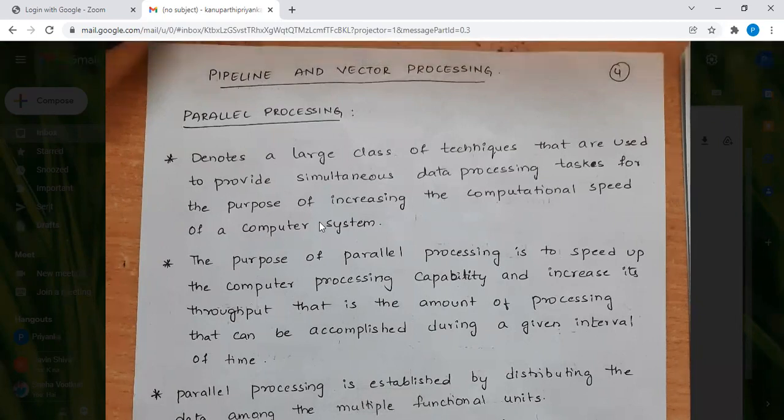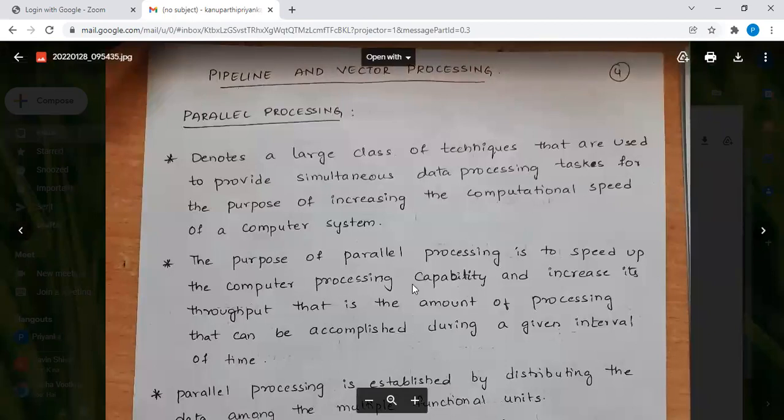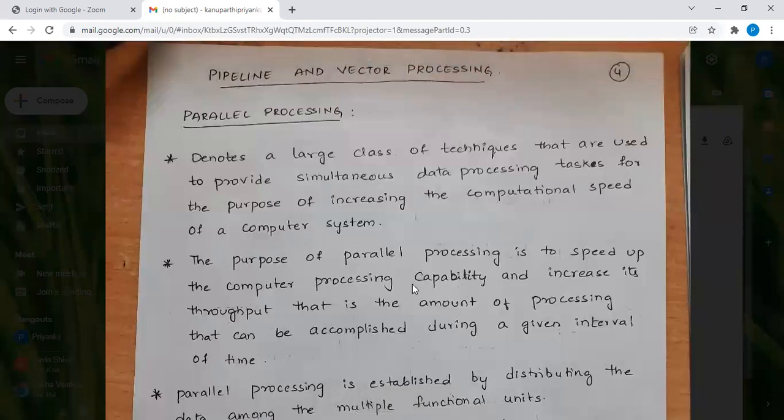What is the purpose of using this? The purpose of using parallel processing is to increase the computational speed of the computer system, to speed up the computer processing capability and increase its throughput. What do you mean by throughput?